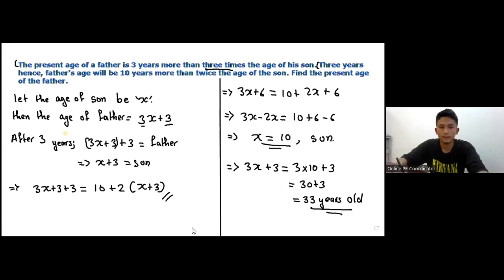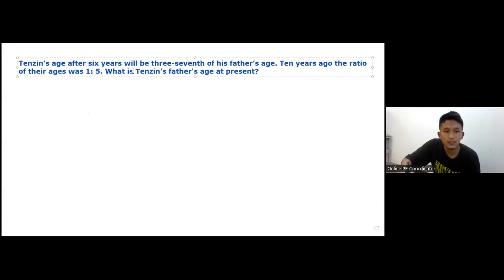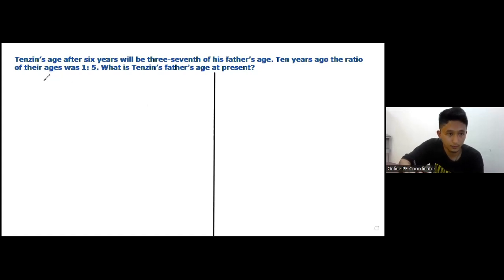Okay, Tenzin's age after 6 years will be 3/7 of his father's age. 10 years ago, the ratio of their ages was 1:5. So what is Tenzin's father's age at present? How are you going to find this answer? Let us start. Tenzin's age after 6 years will be 3/7 the age of his father. Remember. So what does it mean now?